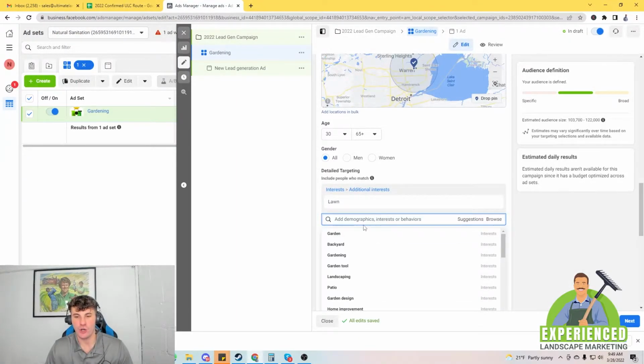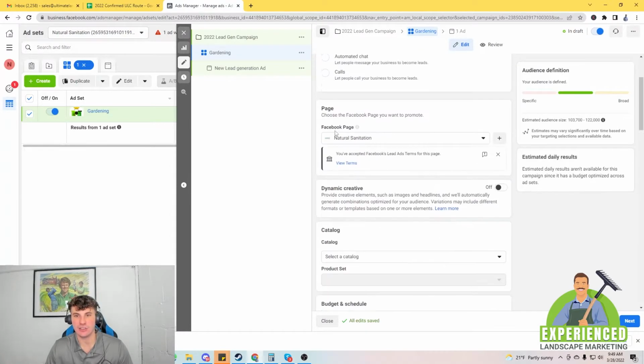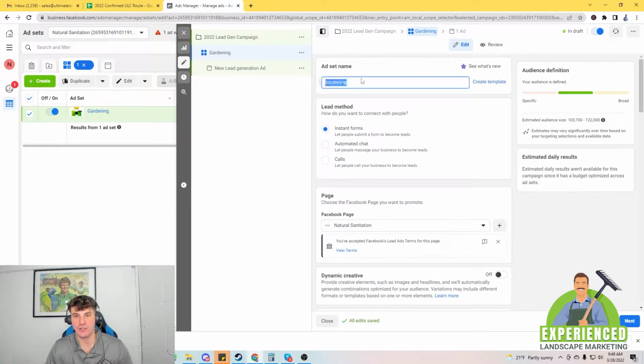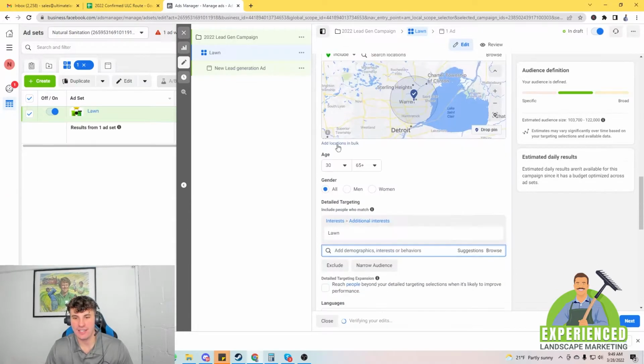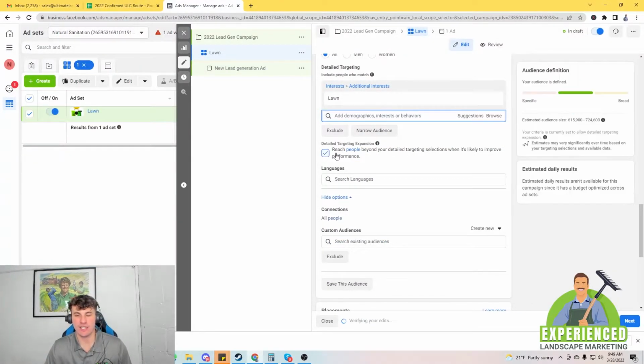Okay. So what I would do is have 5 ad sets, and each ad set would be garden, backyard gardening, garden tool. So that's 5 right there. Now I would name each ad set lawn, right? Or this is gardening. Let's just do lawn. Now it's targeting lawn.